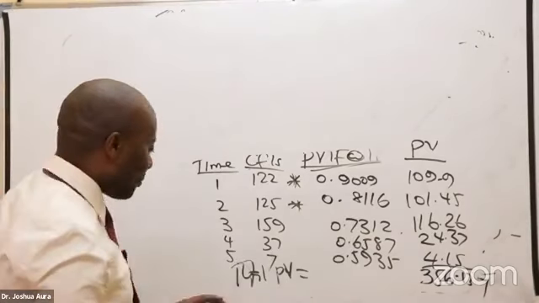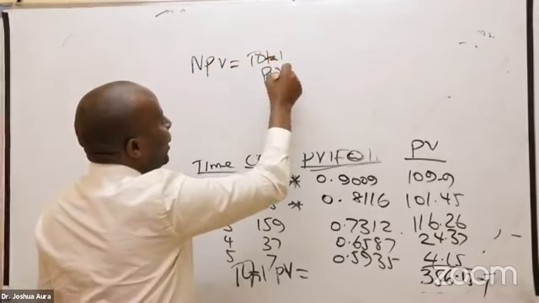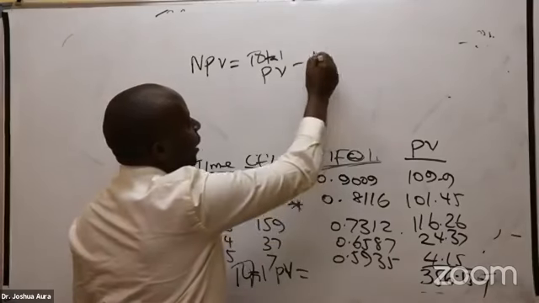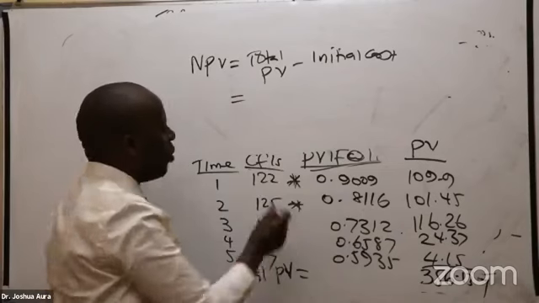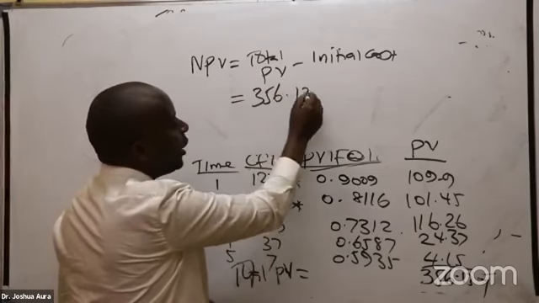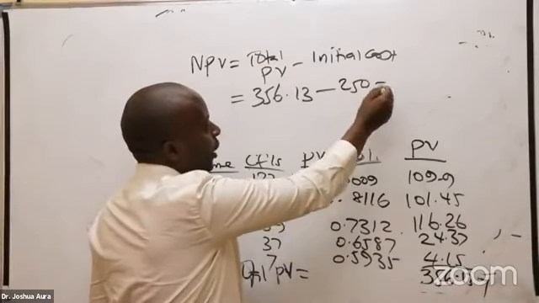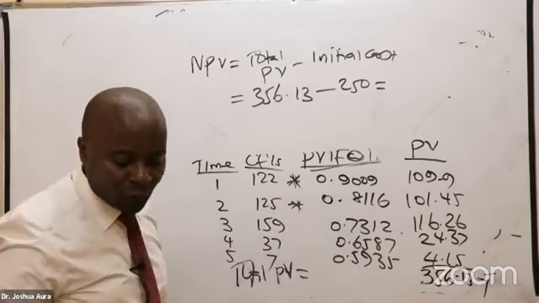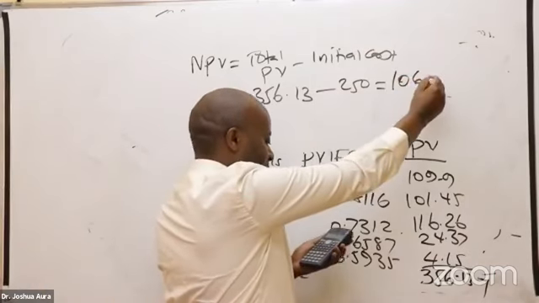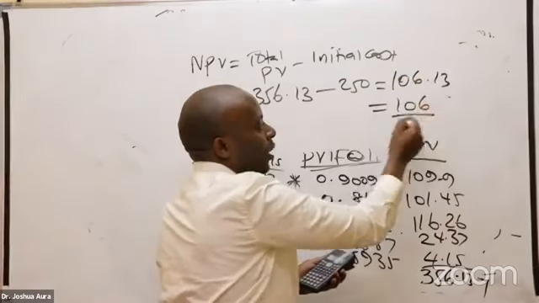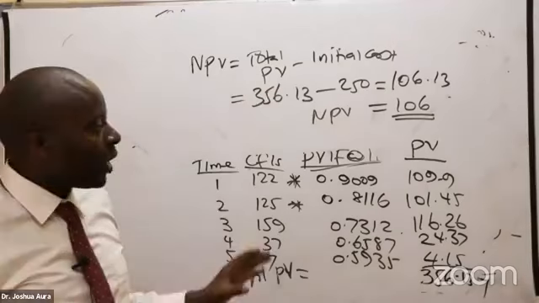Is there somebody who has responded and told us that for us to get net present value, we normally take total present value minus the initial cost? So we should take the total present value of 356.13 minus the initial cost of this particular project, which was 250. Subtract this and you'll end up getting 106.13. And because the examiner wanted us to write in a whole number, the net present value is 106.